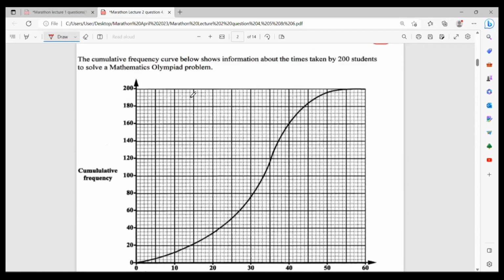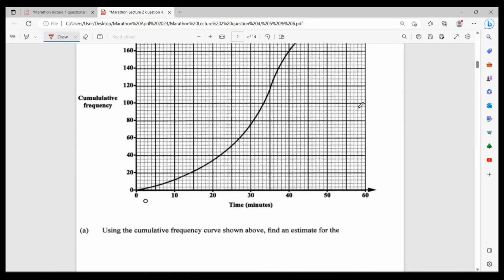All right, so look at this one now. It says the cumulative frequency curve below shows information about the times taken by 200 students to solve a math Olympiad problem. So you see the cumulative frequency curve. Some of us looked at this in statistics and we learned to interpret it. Here is a question. So we're dealing with 200 students. The question says, using the cumulative frequency curve shown above, find an estimate for.